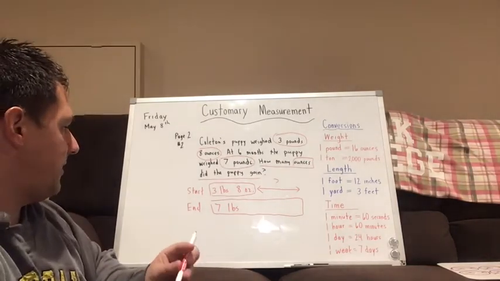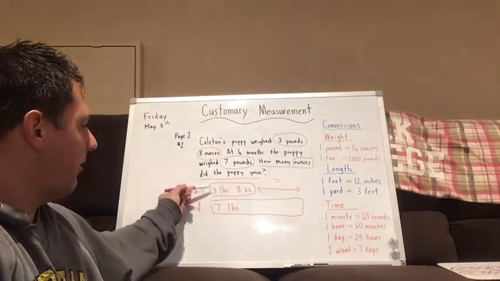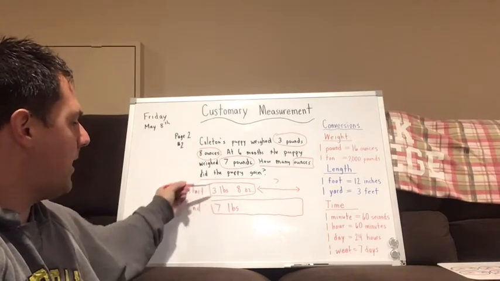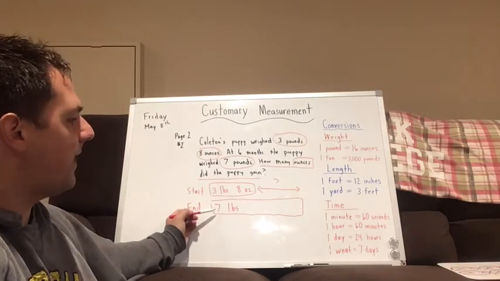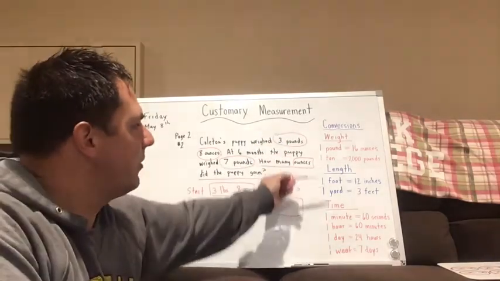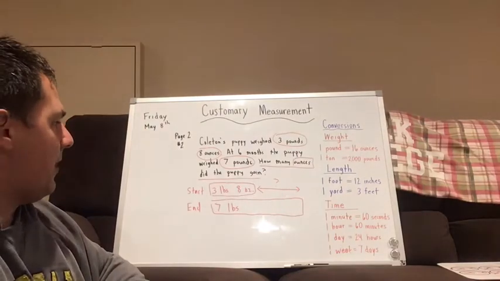So what I'm going to have to do first, we're trying to figure out how many ounces the puppy gained. I'm going to have to take 3 pounds, 8 ounces, and turn them all into ounces. I'm going to have to take my 7 pounds, turn that into ounces, and then I'll just have to subtract them. So I'm going to use my conversion chart. I know that 1 pound is equal to 16 ounces.